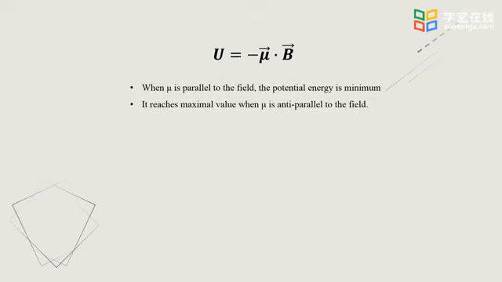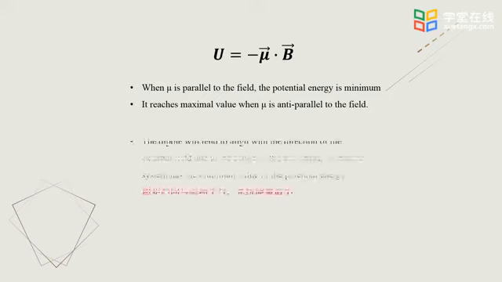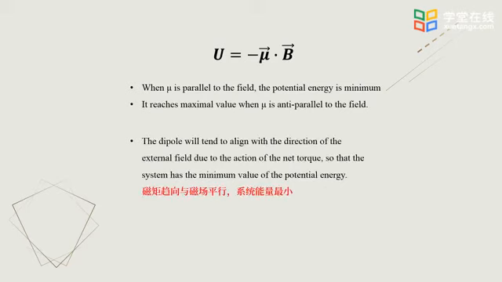When mu is parallel to the field, the potential energy is minimum, while it reaches maximal value when mu is antiparallel to the field. Therefore, when a magnetic dipole is placed in the field, the dipole will tend to align with the direction of the field due to the action of the net torque, so that the system has a minimum value of the potential energy.